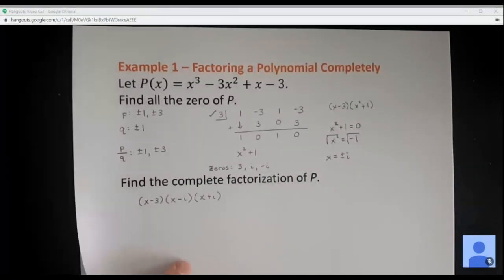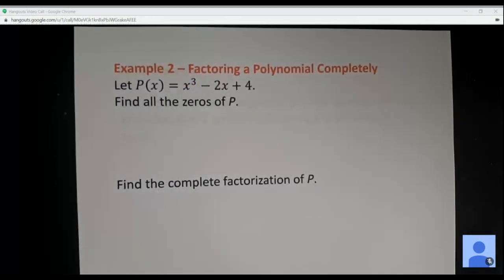All right, if we're good, let's move on to example 2. Same thing, we're trying to find all the zeros, and then we're going to find the complete factorization. So I'll give you a chance to write down the polynomial.